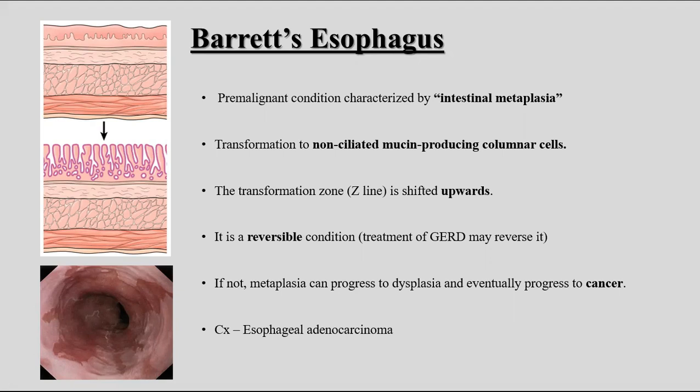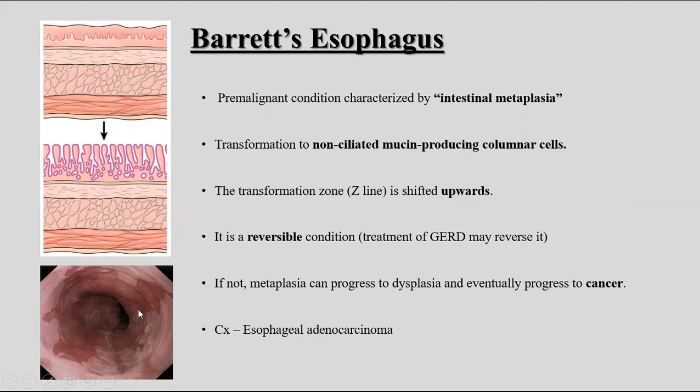Like you can see in this picture, before it was just stratified squamous over here, just multiple layers of it, because this is the lamina propria here. So this is your epithelium, but later it produces this large columnar epithelium with these mucin producing cells. So this mucin will help in neutralizing some of the acid that's present in that region because of GERD. What also happens is that the transformation zone, which is basically where physiologically your stratified squamous epithelium changes to columnar epithelium in a normal esophagus, shifts upwards.